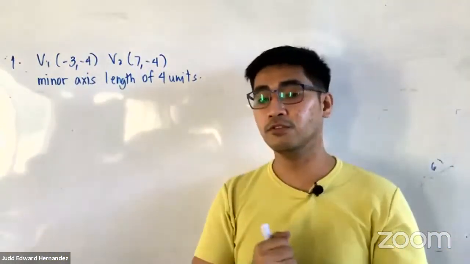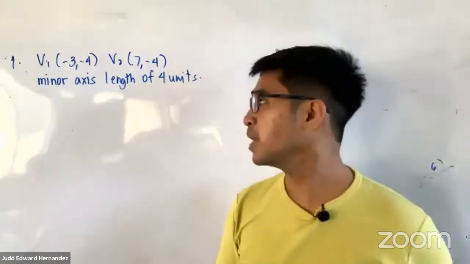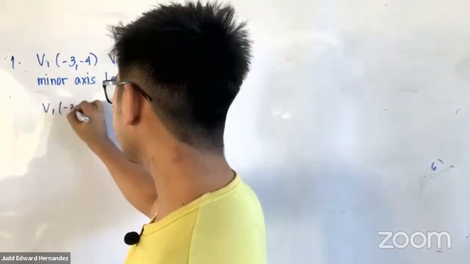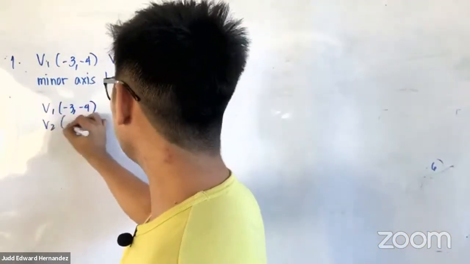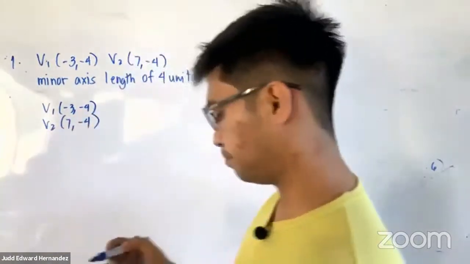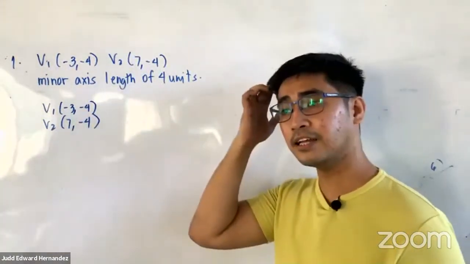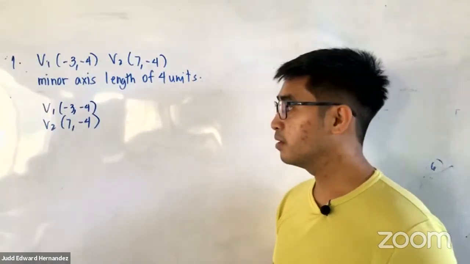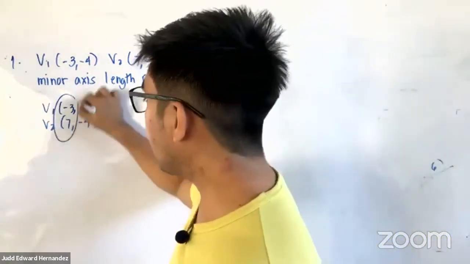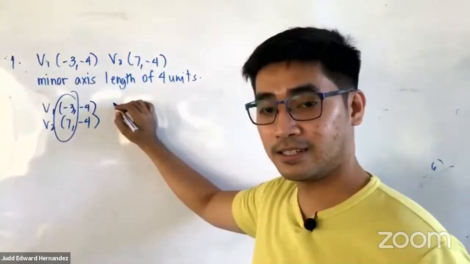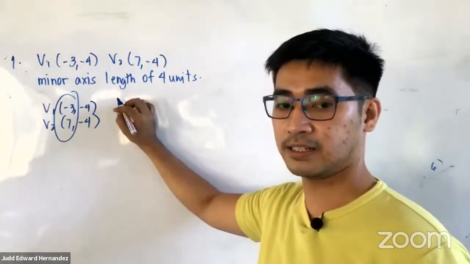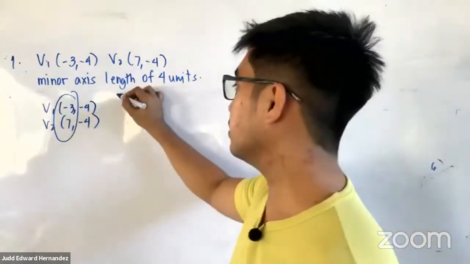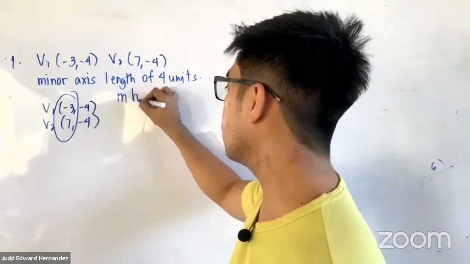So pag ganito, all we have to do is to analyze. Analyze muna natin. Ang sabi, we are given V1 and V2. Susulat ko muna ulit. Si V1 is -3, -4, at si V2 is 7, -4. Okay, anong napansin natin? Anong binabago dun sa coordinate? Yung X po. Di ba pag binabago yung X, ibig sabihin, what is the major axis if we are changing the value of X? Therefore, the major axis is horizontal. Therefore, this is a horizontal major axis.